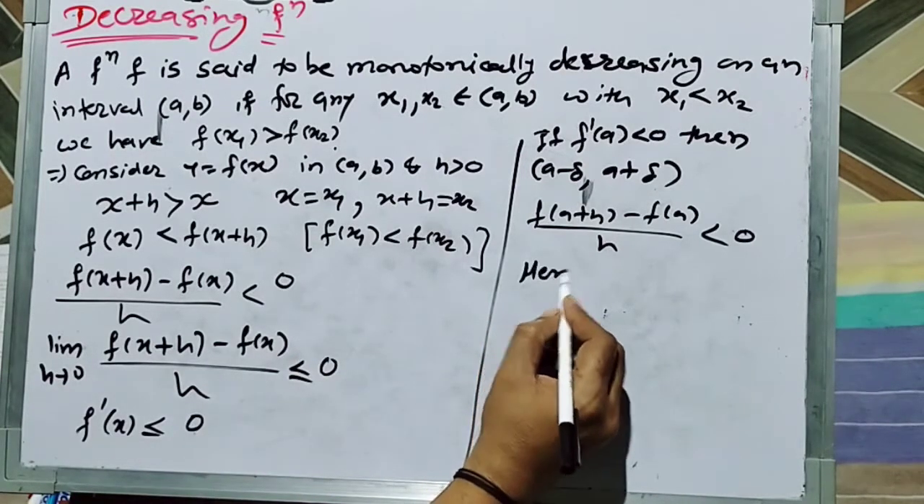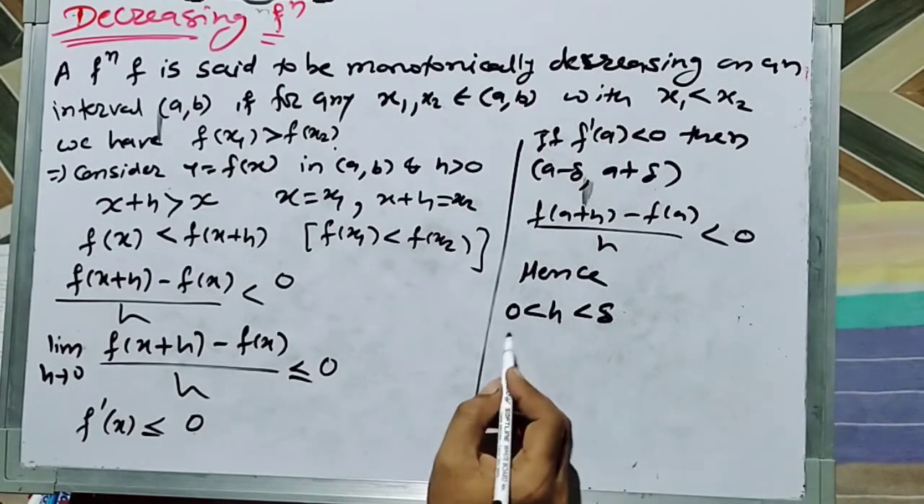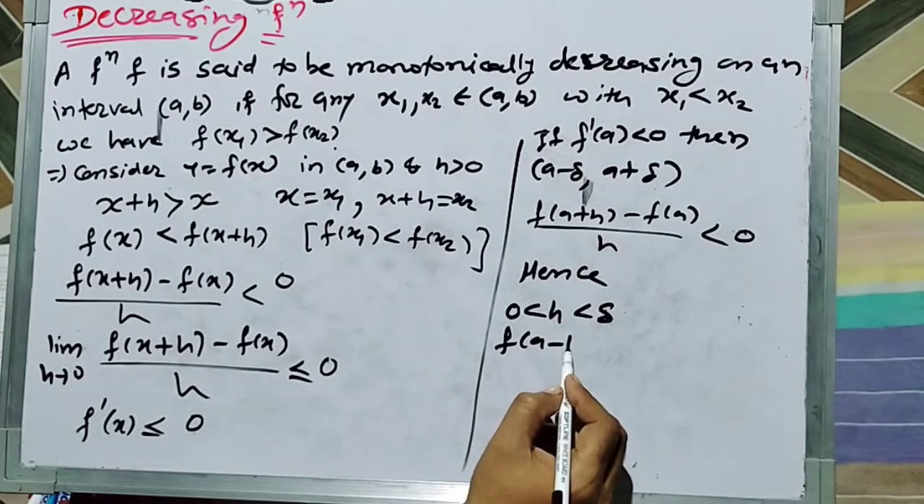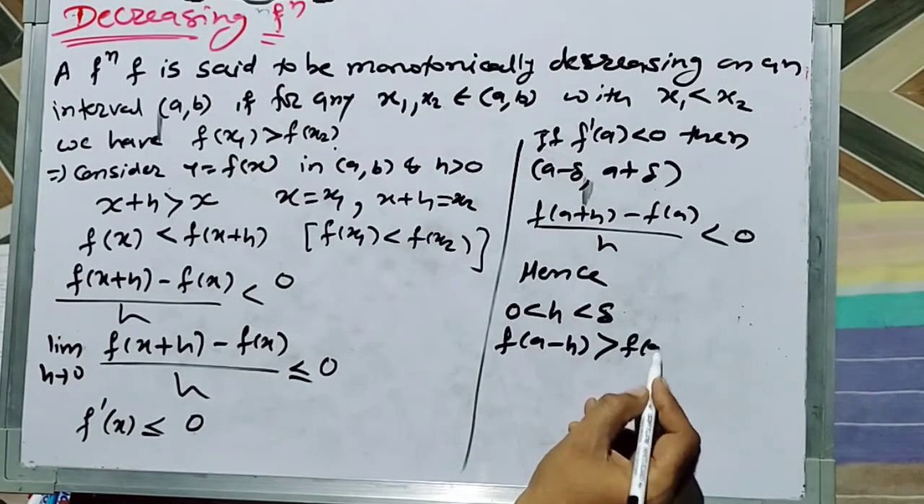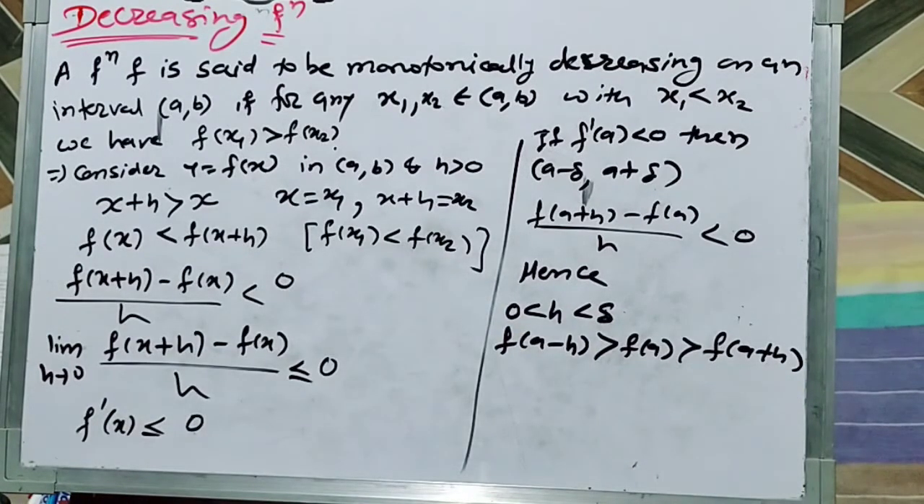Hence, for 0 < h < delta, f(a - h) > f(a) > f(a + h). So here a function f(x) is a decreasing function whenever its derivative is less than 0.